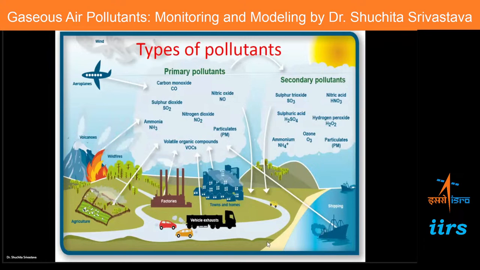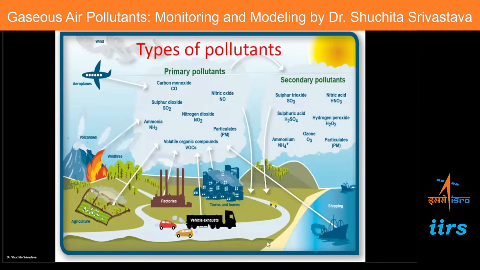The second category is secondary pollutants. Secondary pollutants are those pollutants which are not directly emitted into our atmosphere, but they are produced chemically or photochemically from primary pollutants. Some examples are shown here: sulfur trioxide, nitric acid, sulfuric acid, hydrogen peroxide, ammonium, ozone, and particulate matter.